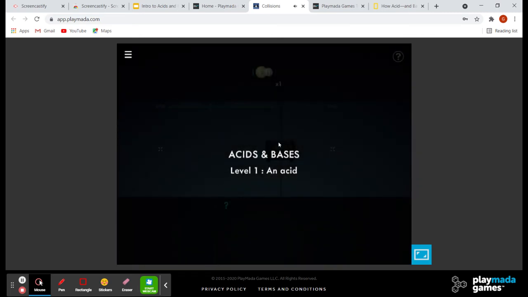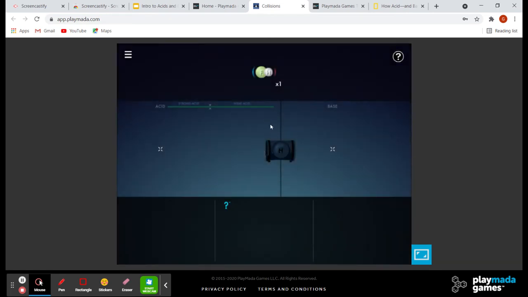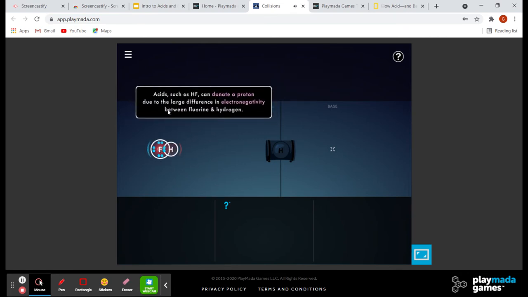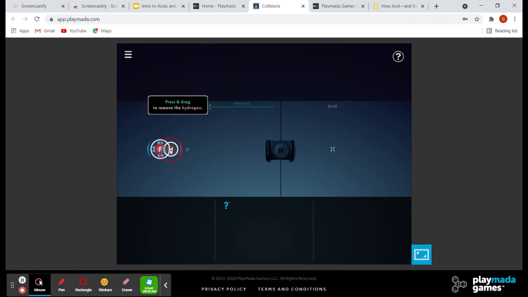You're going to click on number 1, and it says the level. It has these little boxes that pop up and tell you what to do. So it says HF is an acid, which we know. We click it. And then you're going to drag it over to the left side of the screen. Now, it gives you a little blurb. It says that it can donate a proton, which we know because it's an acid, and that the electronegativity difference between these two is large, right? So we're going to try and pull these apart.